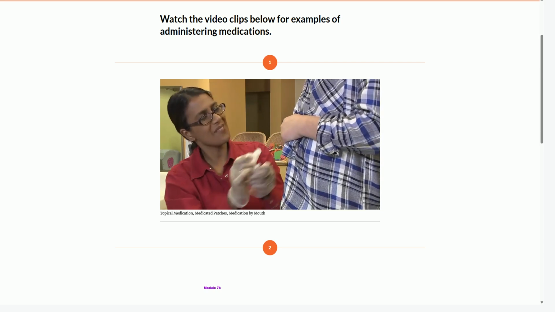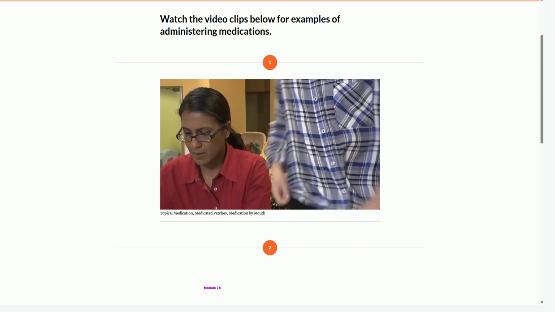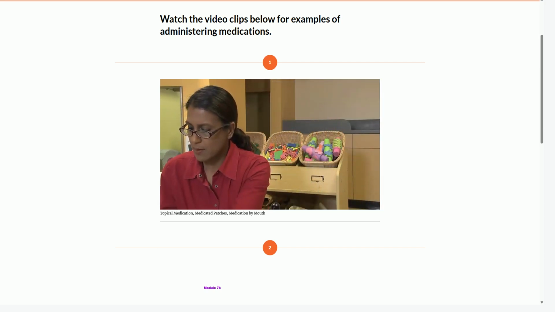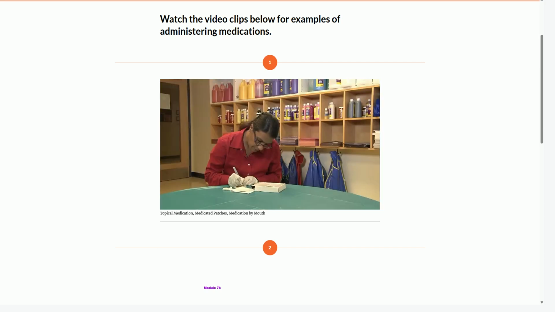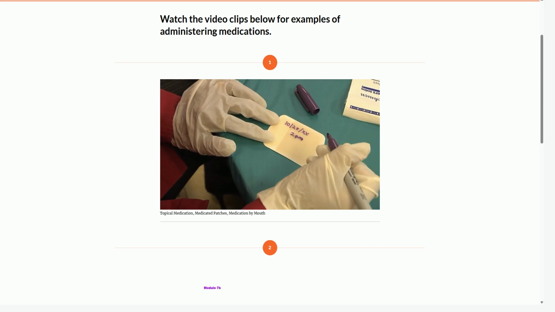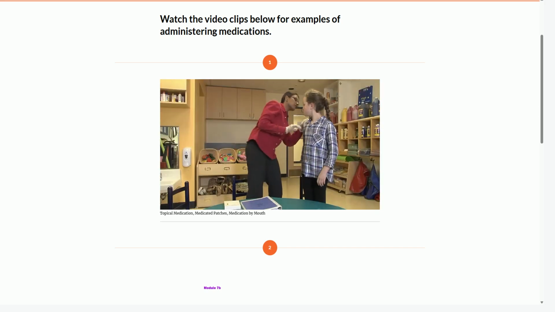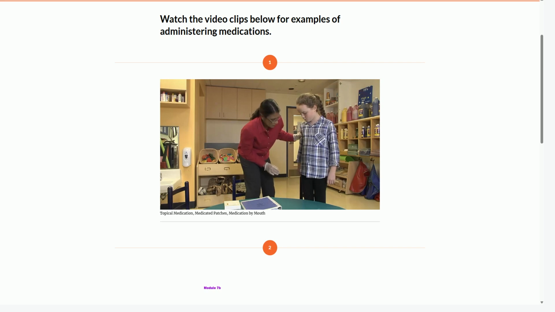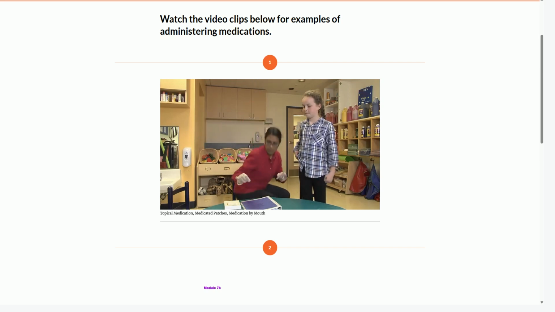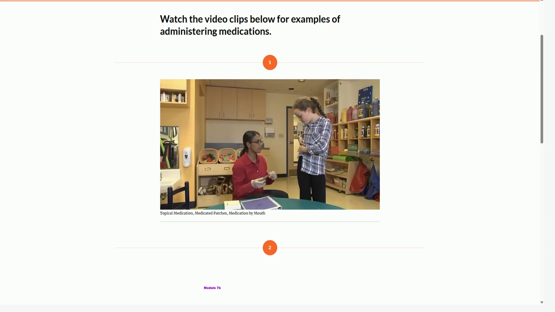Even though medicated patches are applied to the skin, there are different principles for putting them on. Using a waterproof pen, write the date and time directly on the patch to communicate with others when it was applied. This helps if anyone other than you is removing it. Choose the area where you will put the new patch. The place you choose must be free from any cuts or broken skin. You should alternate sites unless otherwise instructed.